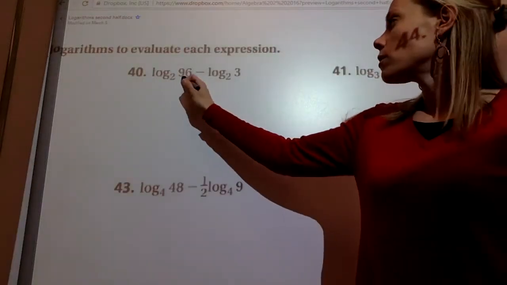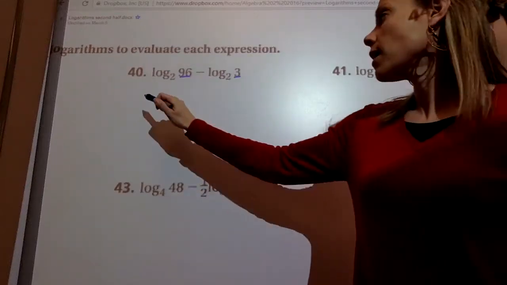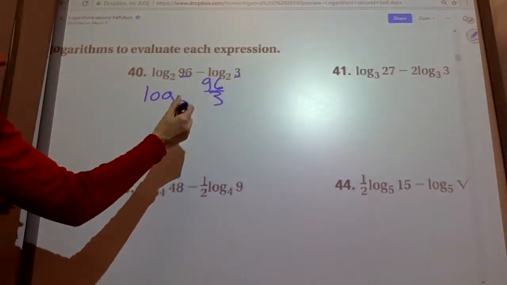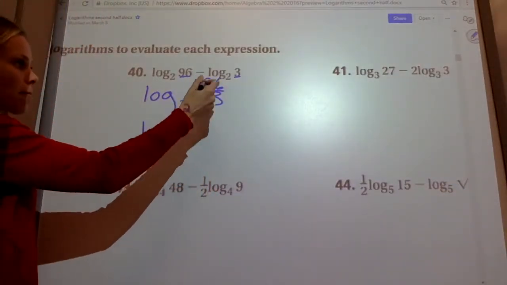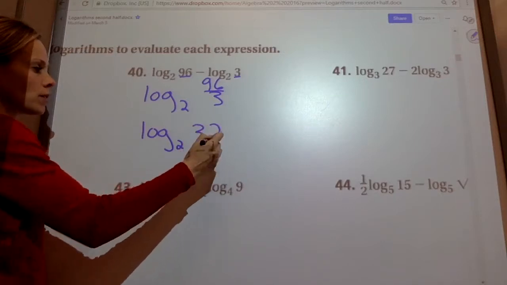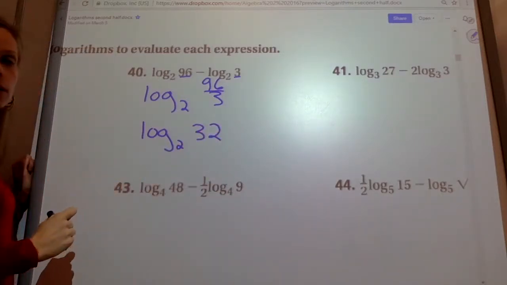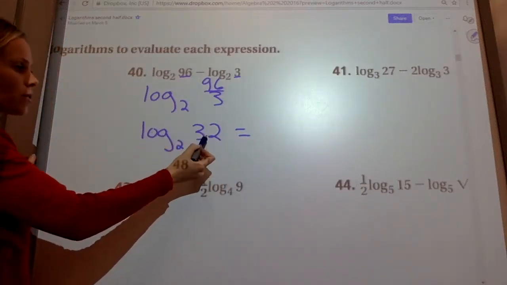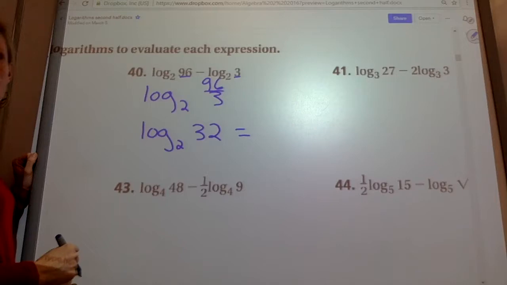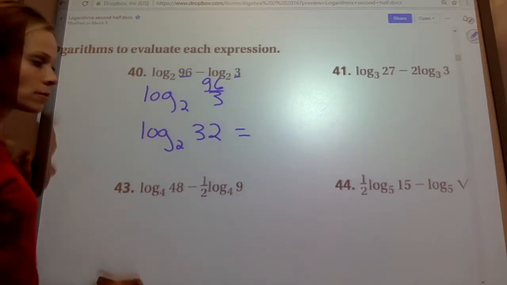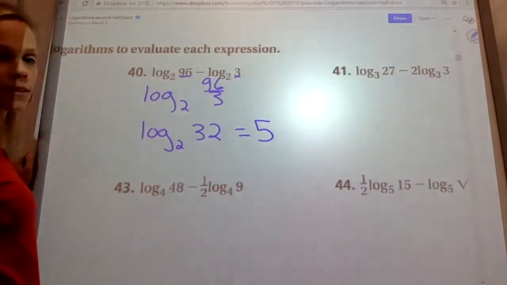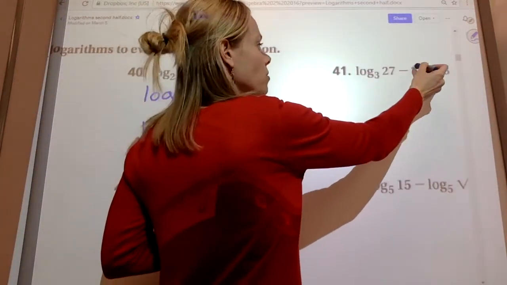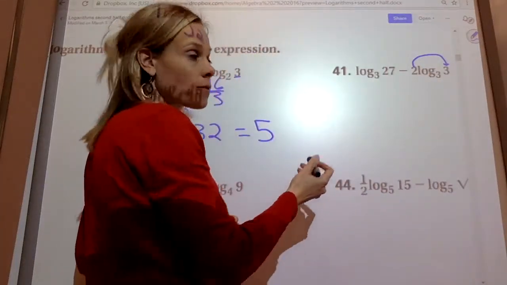So subtraction, I divide log base 2, 96 divided by 3. What is 96 divided by 3? 32. 2 to what power is 32? If we don't know, we can do log 32 divided by log 2, and what's that? 5.